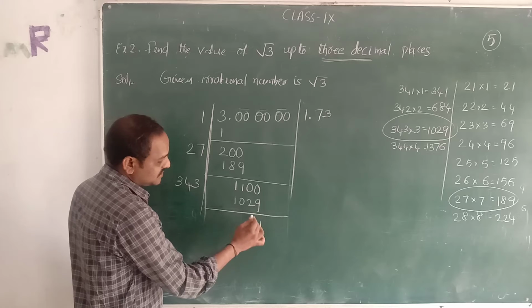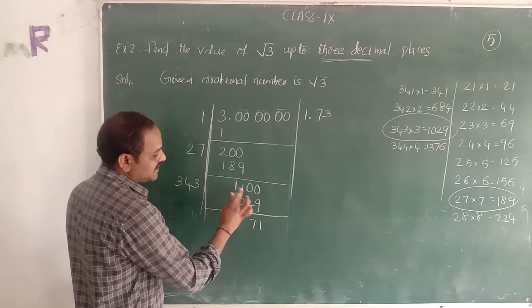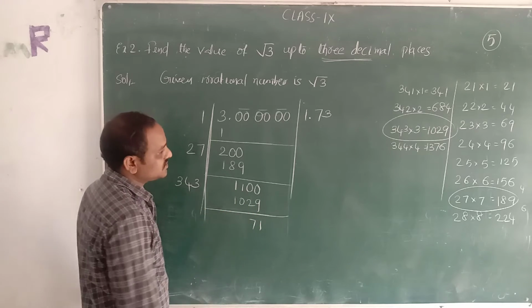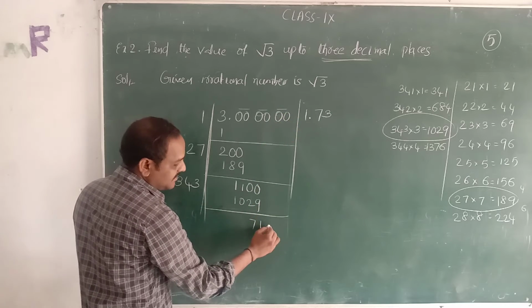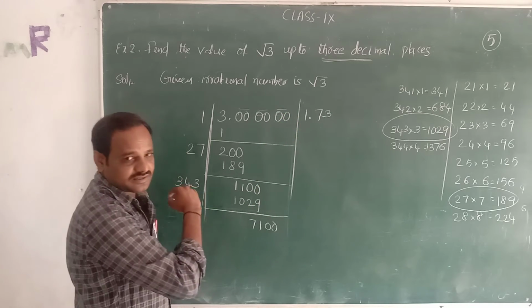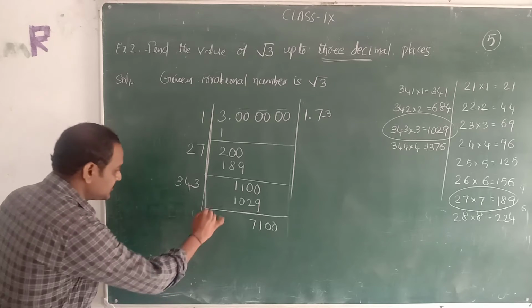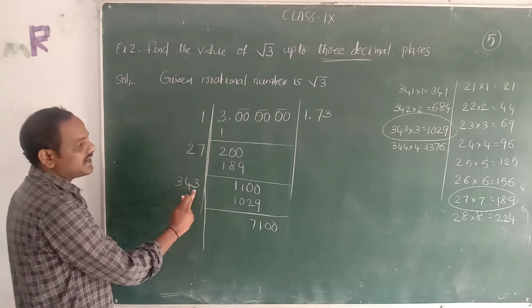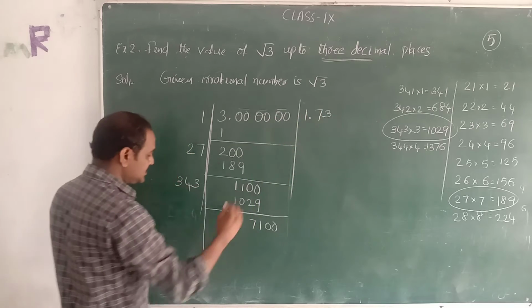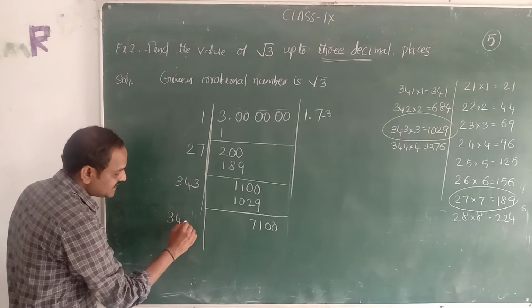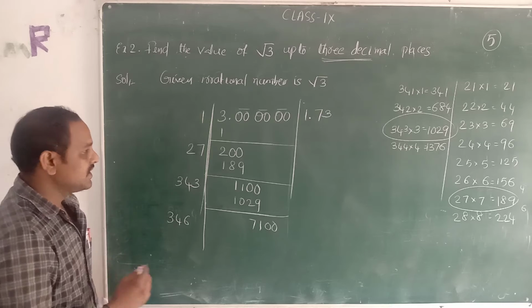Here 9 minus 2 is 7. Here 1, 10 minus 10 is 0. So again we have to take the remaining pair of zeros. So we will get 7100. Now again 343 plus 3, how much? 346. Okay.